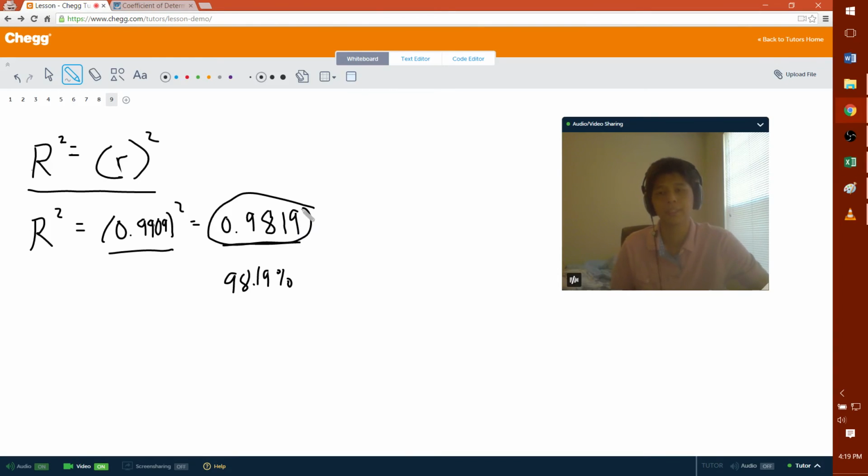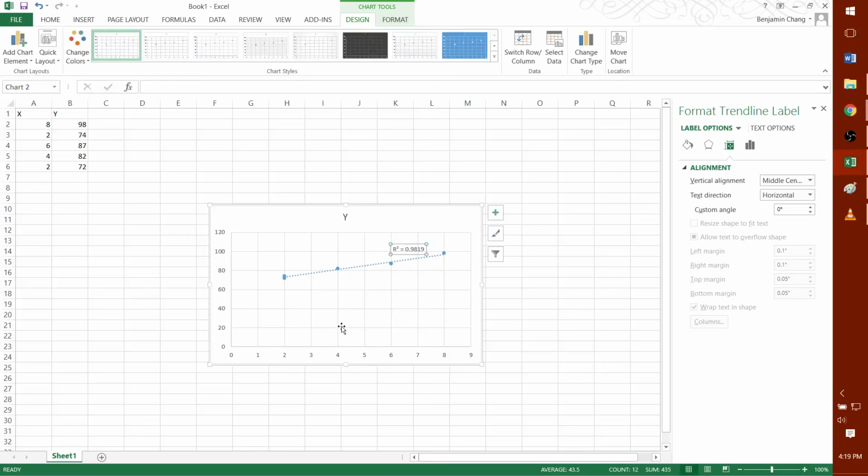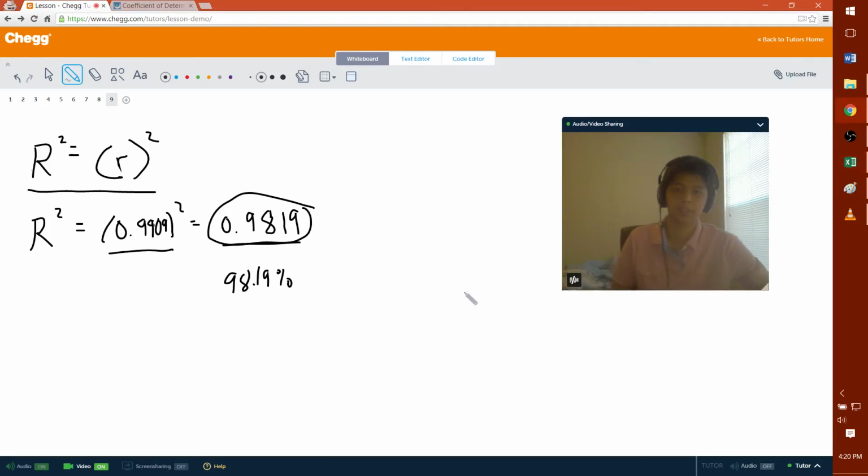Should sound familiar because that's exactly what we got over here, except when we graphed this data, it was a lot faster. So once again, this is one of those super fast methods if you just want a quick R squared. So if you don't have Excel or you don't like using it, there's an even easier way you can do this. You can just go to Google and type in coefficient of determination calculator and click on the first link.